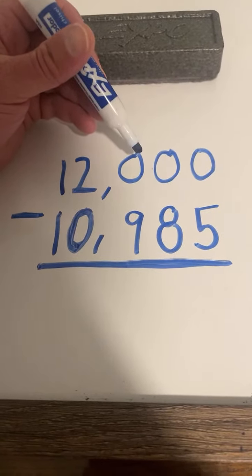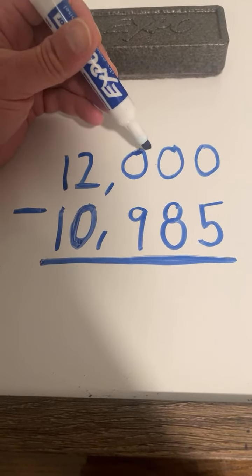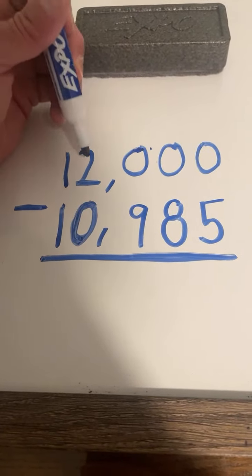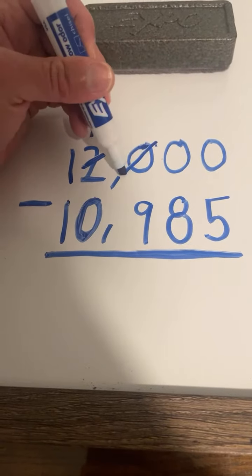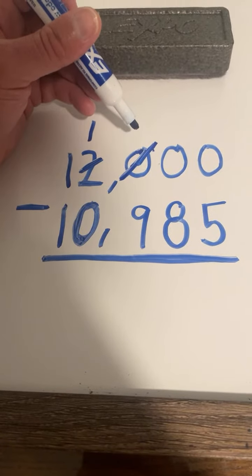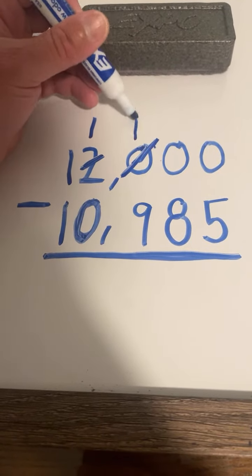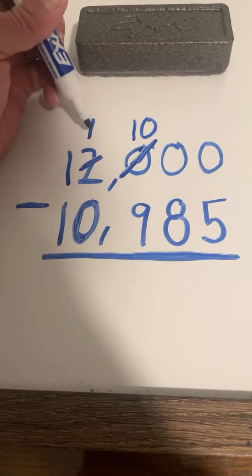So we regroup by taking a 10 and subtracting a 1. So we're going to subtract a 1 from the thousands place, and we're going to take a 10, add that to the hundreds place. So the 0 is going to become a 10, and the 2 is going to become a 1.